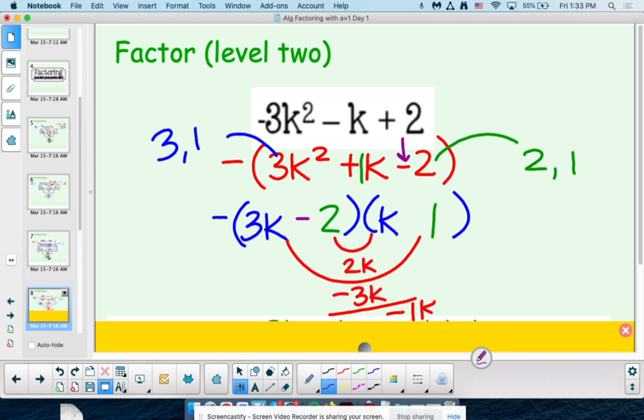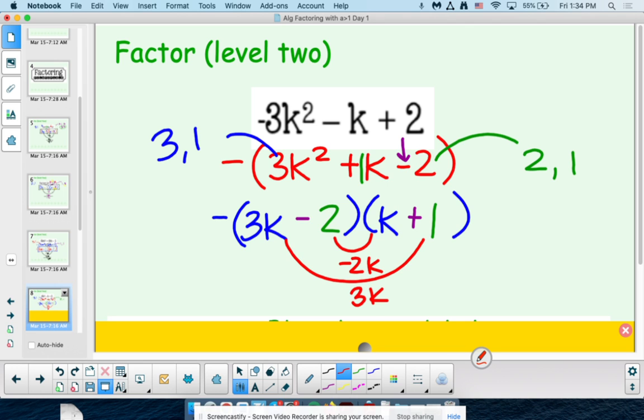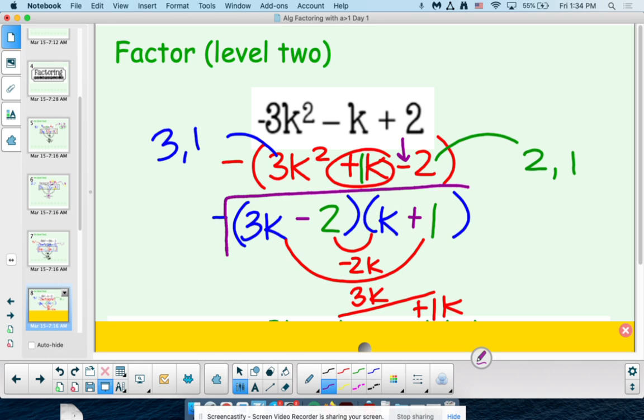So we're going to have a minus and a plus. So now when we do that, try it out real quick. Just to make sure we're all checking, because that's what's important here. -2 times k is -2k. 3k times 1 is 3k. Combine them. -2k plus 3k is a positive 1k. Hello. We are amazing. Big brains. Yep. Oh, don't forget that negative up front, right?